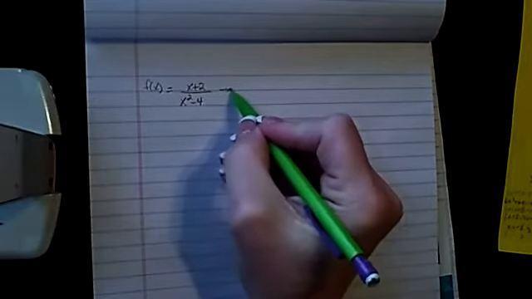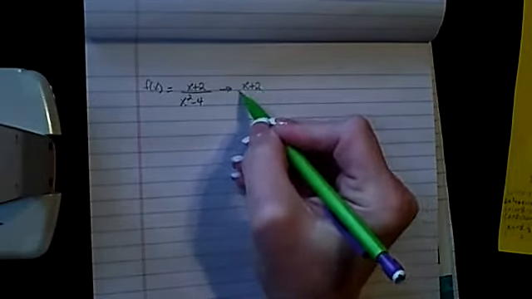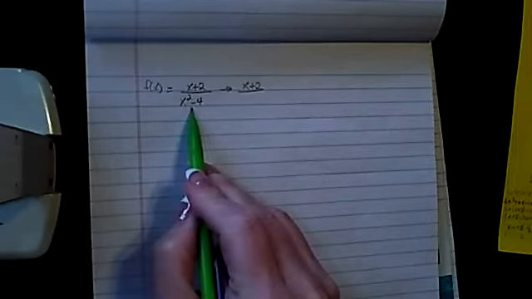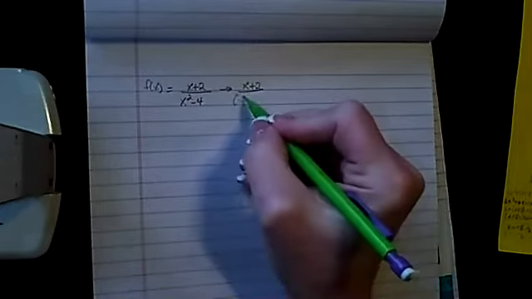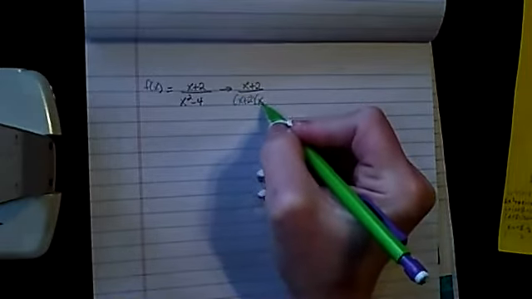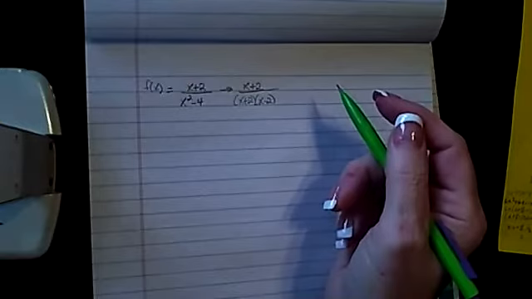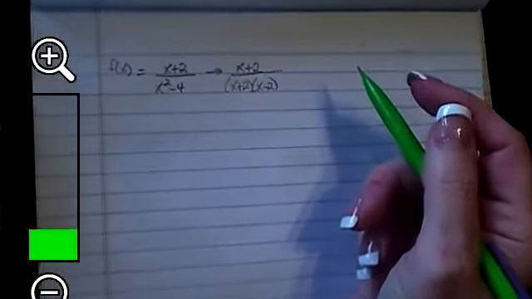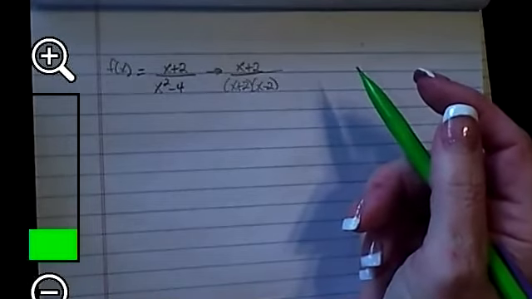if you can factor, you want to go ahead and factor. If I look at this denominator, that's a difference of squares, and that's going to factor to an x plus 2 and an x minus 2. Let me bring this in just a little bit.